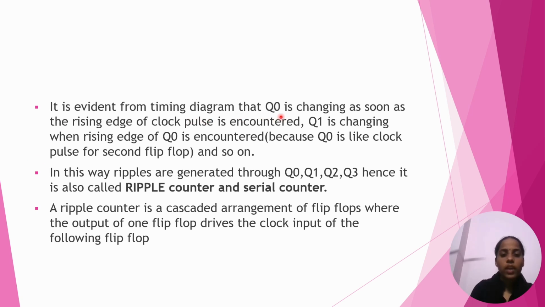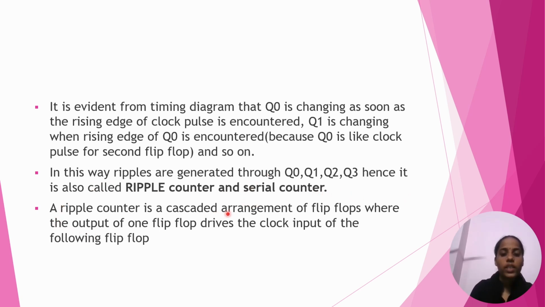In this timing diagram, Q0 changes as soon as the rising edge of the clock pulse is encountered. Q1 changes when the rising edge of Q0 is encountered. In this way, ripples are generated through Q0, Q1, Q2, Q3. Hence it is called a ripple counter and serial counter. An asynchronous counter is also called a ripple counter and serial counter, because the clock signal is applied through a series connection.